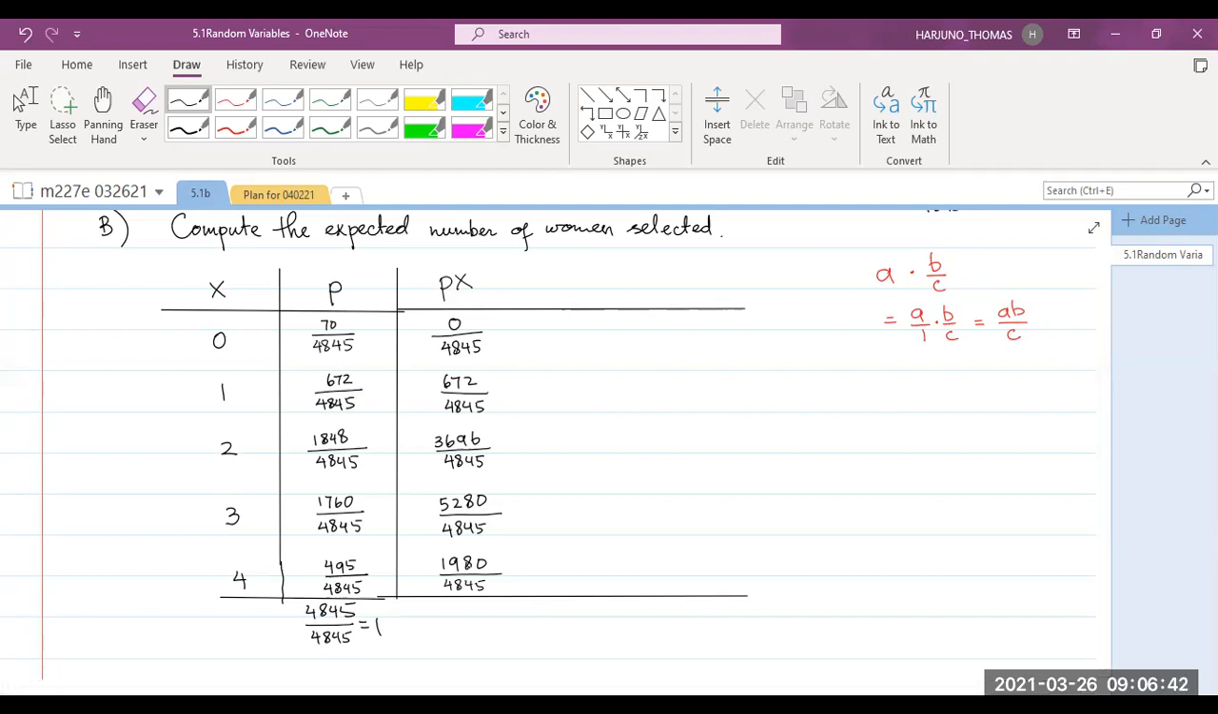Now then, the expected value later on will be simply the sum of these numbers. And again, because they already have a common denominator, we just add the numerators. I get 11,628 over 4,845. So the expected value of x, which we can also write as mu sub x or simply mu, is equal to 11,628 over 4845. Now at this point, if you want to make it decimal, go ahead. I get 2.4.